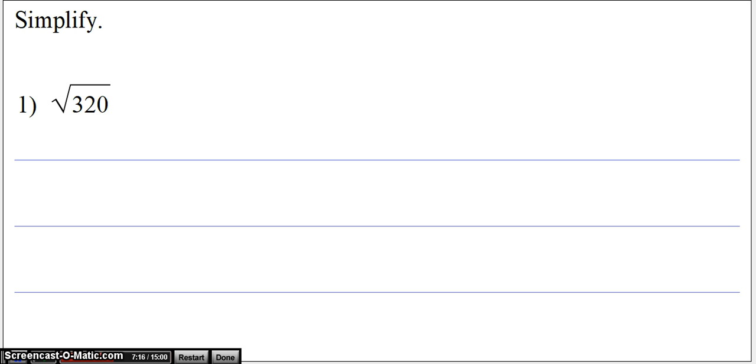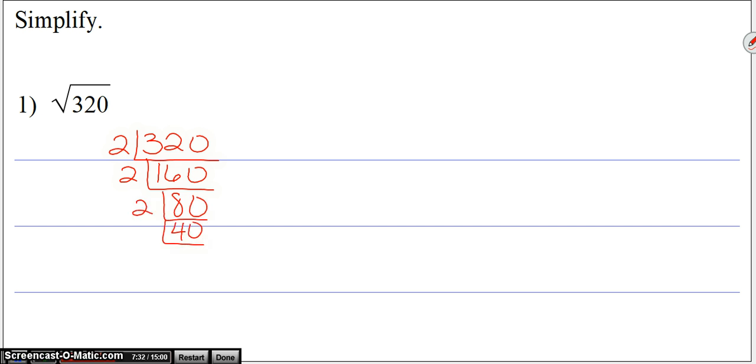Okay, this one, great big number. Square root of 320 as a product of prime factors. Well, 2 goes into 320 160 times. 2 goes into 160 80 times. 2 goes into 80 40 times. 2 goes into 40 20 times. 2 goes into 20 10 times. 2 goes into 10 5 times. 5's prime, we're done. So we've got 6 2's this time and a 5.